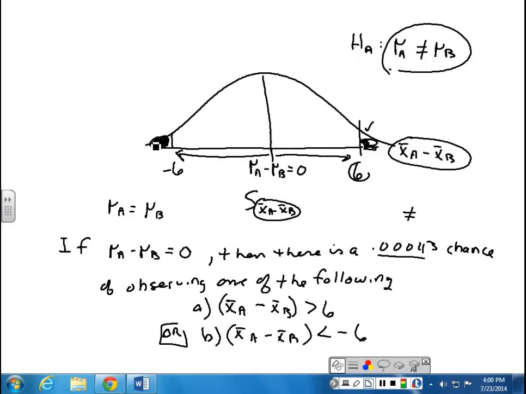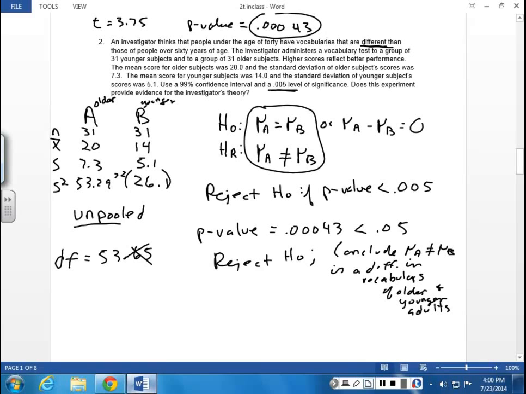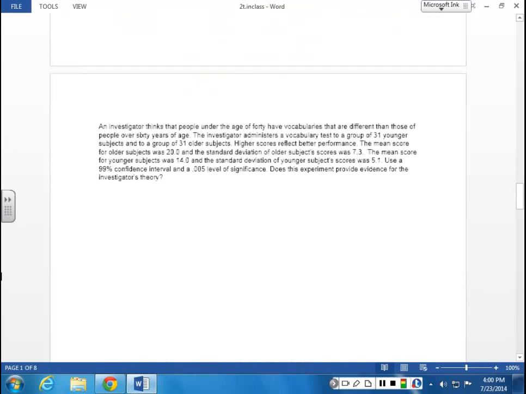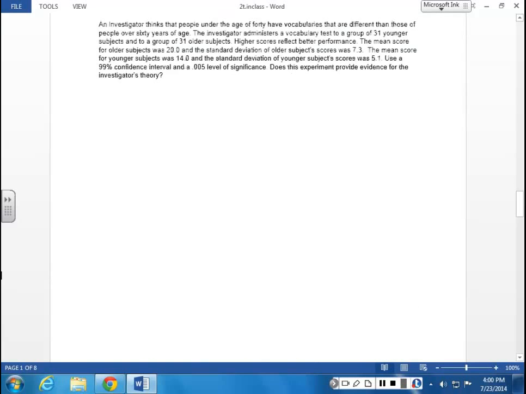I'm going to move on. If you need to pause, go ahead and do so. So all of that's the p-value and then drawing the sampling distribution. Let's go ahead and do the critical value approach now.